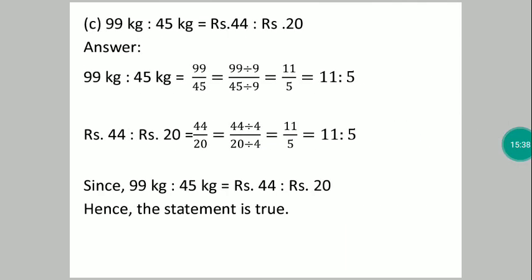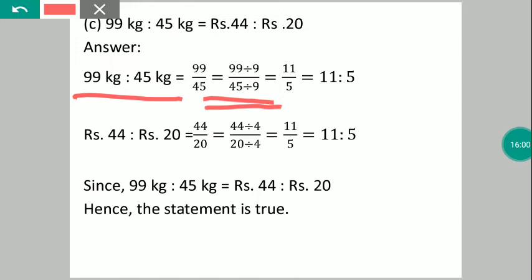Now C, 99 kg is to 45 kg equals rupees 44 is to rupees 20. We have to check whether these two ratios are the same or not. Now 99 kg is to 45 kg. So 99 upon 45, which is equal to, divide numerator and denominator by the highest common factor of 99 and 45, that is 9. So 99 divided by 9 upon 45 divided by 9, which is equal to 11 upon 5. So the ratio is 11 by 5.